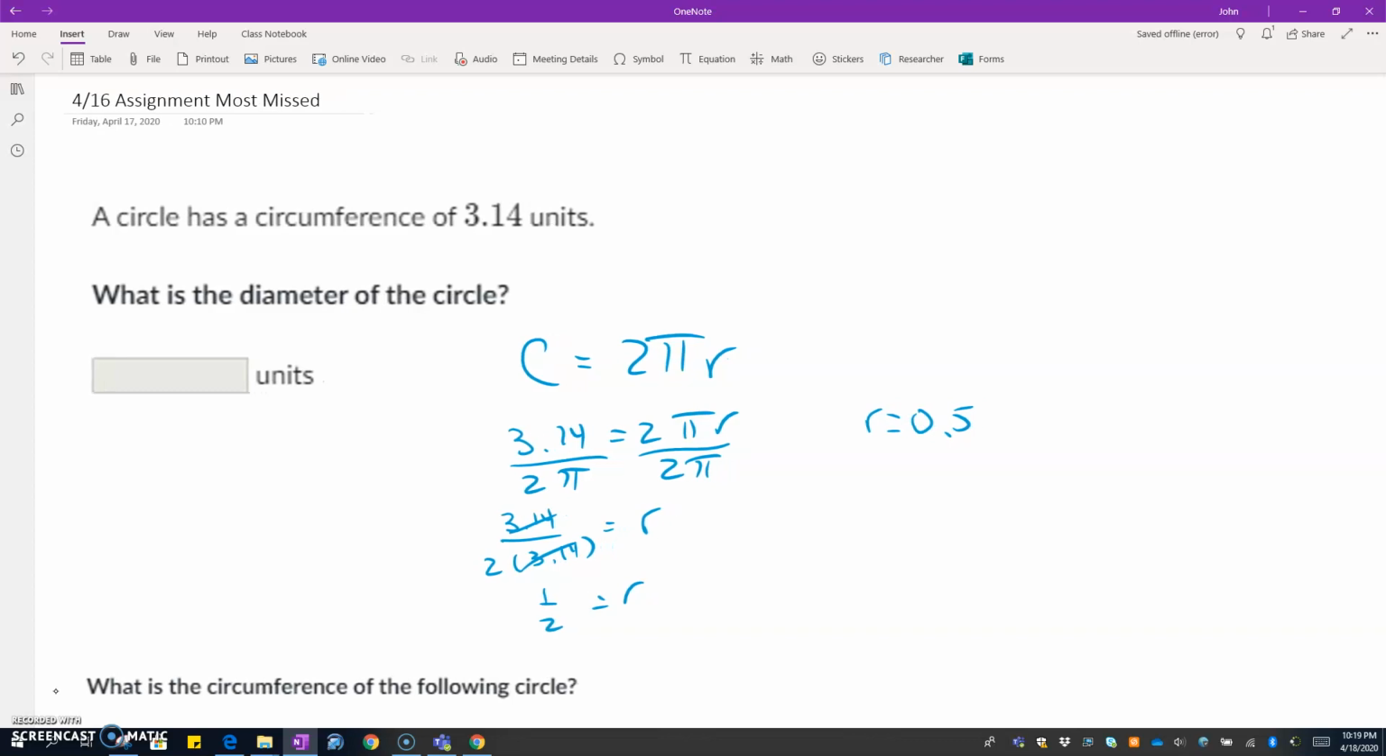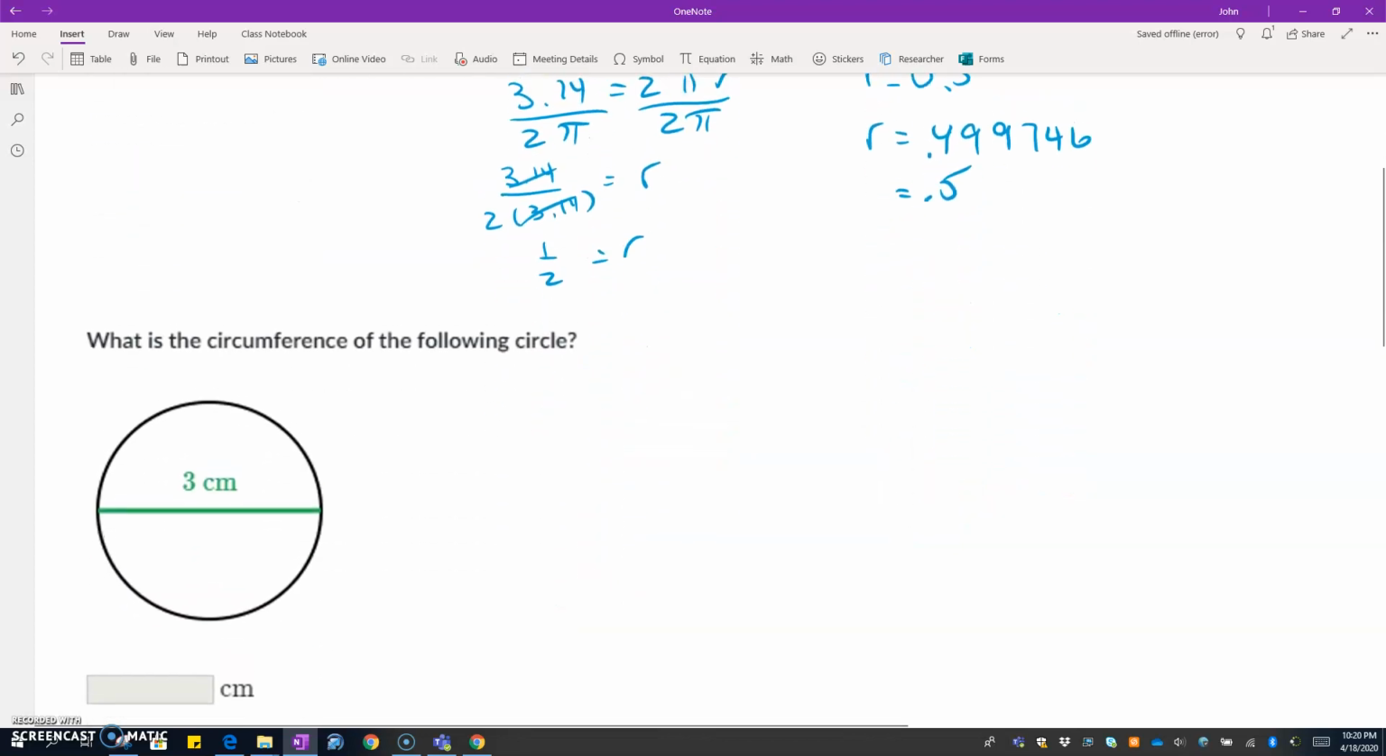If we type it into our calculator using the pi button, we're going to get 3.14 divided by 2 times the pi button, and if we do that, we end up with r is 0.499746. So to one decimal place, we're still at 0.5. So again, both should work here, but again, it's 0.5.